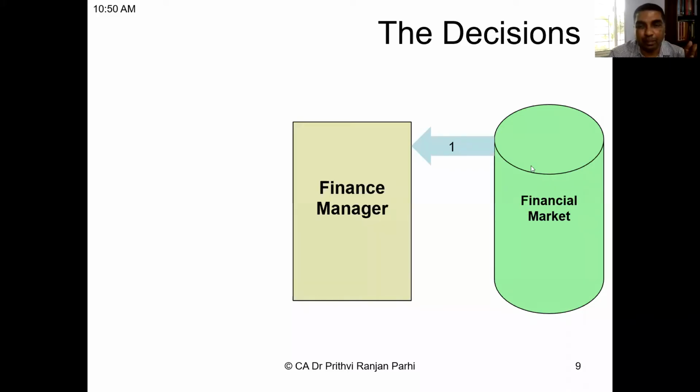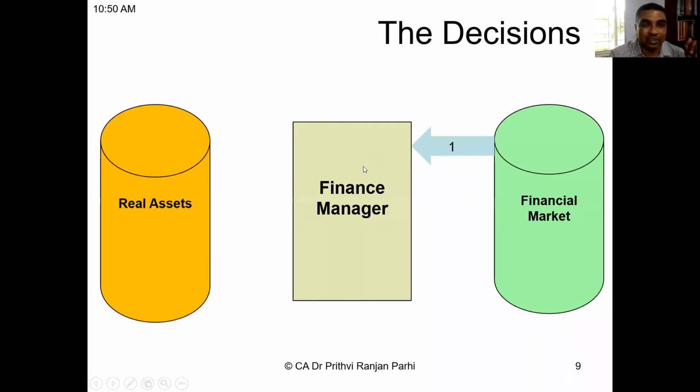Well, friends, now money comes from the financial market, and the finance manager or the business manager uses that money in investment. He invests that money and converts it into some assets. He may deposit that money as a fixed deposit, or he may buy land, buy some building, or start a factory. He converts that money into real assets, and the real assets give money back to the business manager or finance manager.